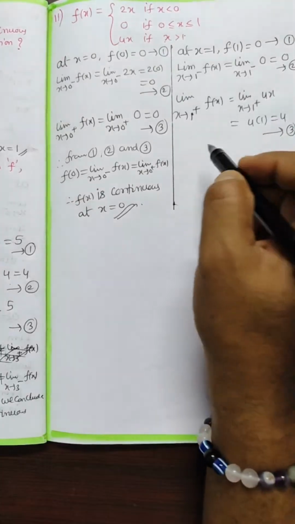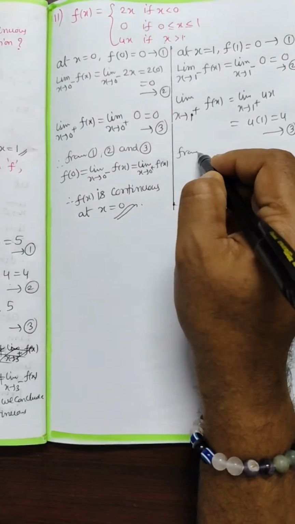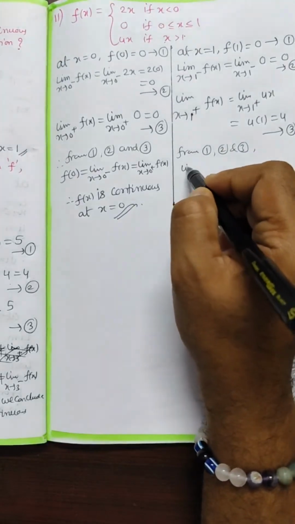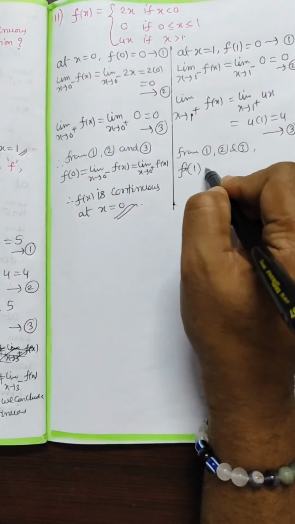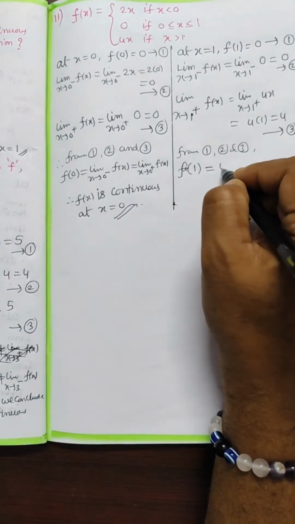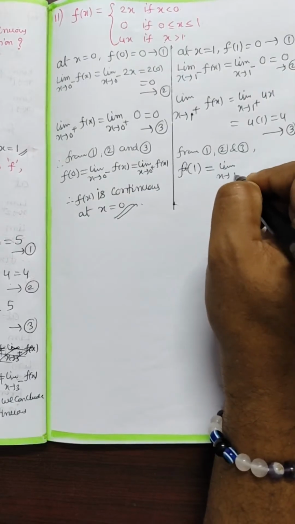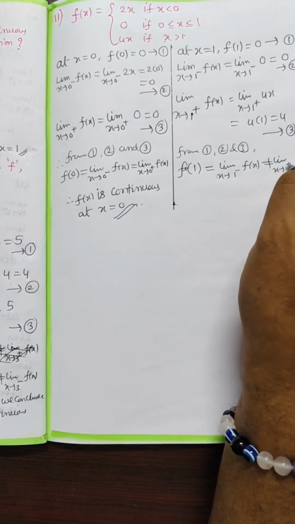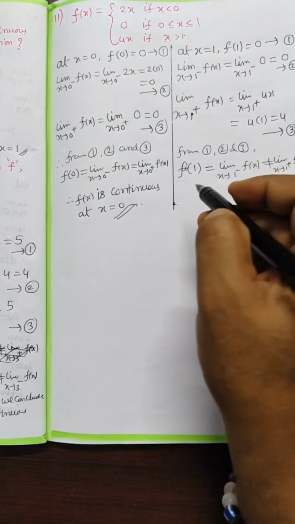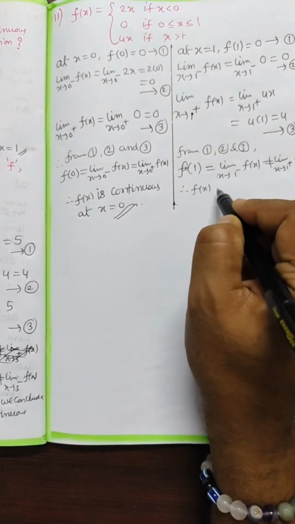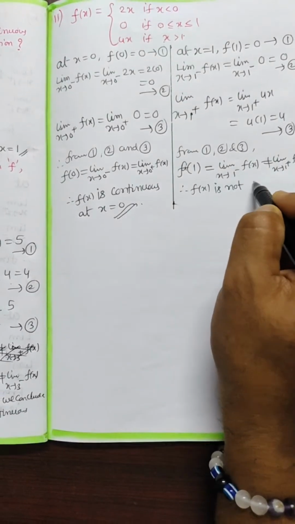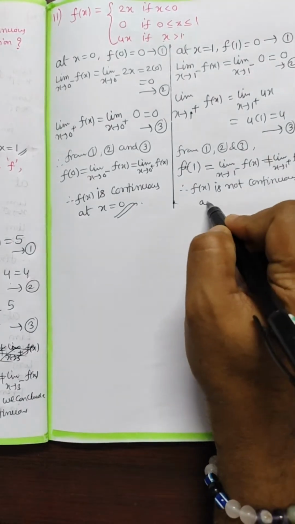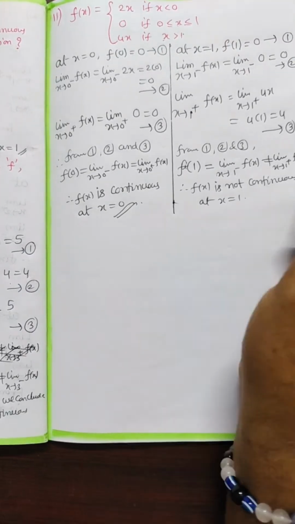So from 1, 2 and 3, f of 1 is equal to limit x tends to 1 minus f of x, but not equal to limit x tends to 1 plus f of x. So f of x is not continuous, or discontinuous, at x is equal to 1.